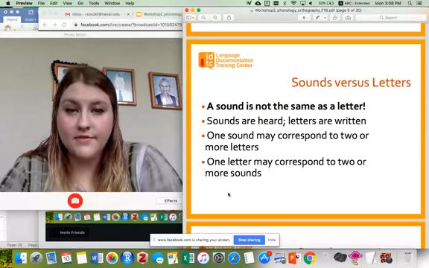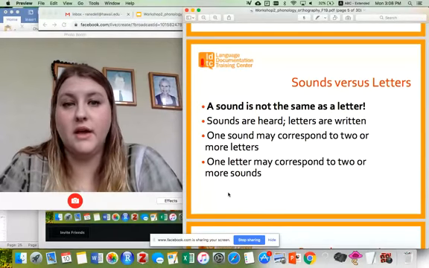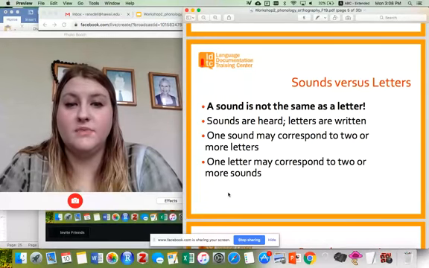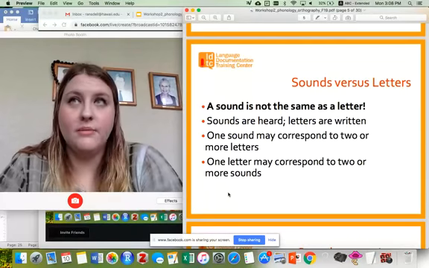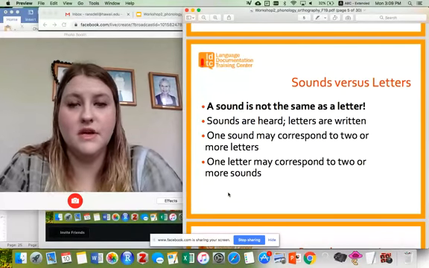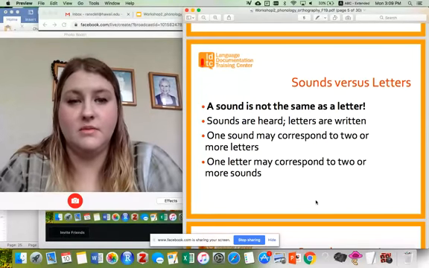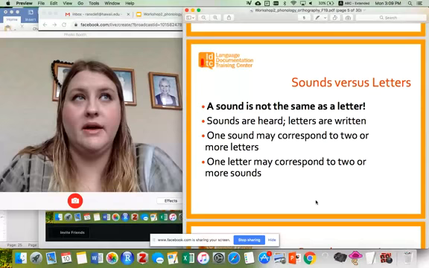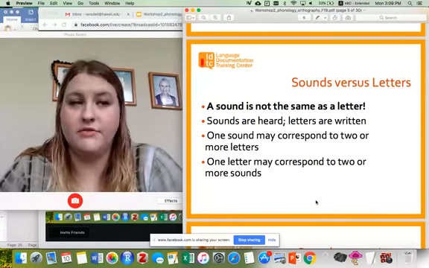You may have a sound that has two or more letters that correspond to it, and you may have a letter that corresponds to two or more sounds. So often in many writing systems, they're not a perfect one-to-one representation of the sounds. You'll have a mismatch. So that can be a little bit confusing, but generally the idea is that these two things are not the same. Sounds are separate from letters.